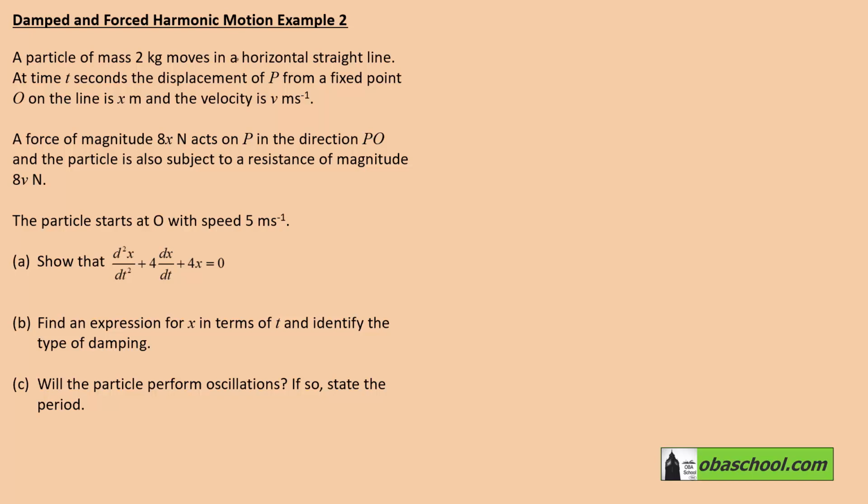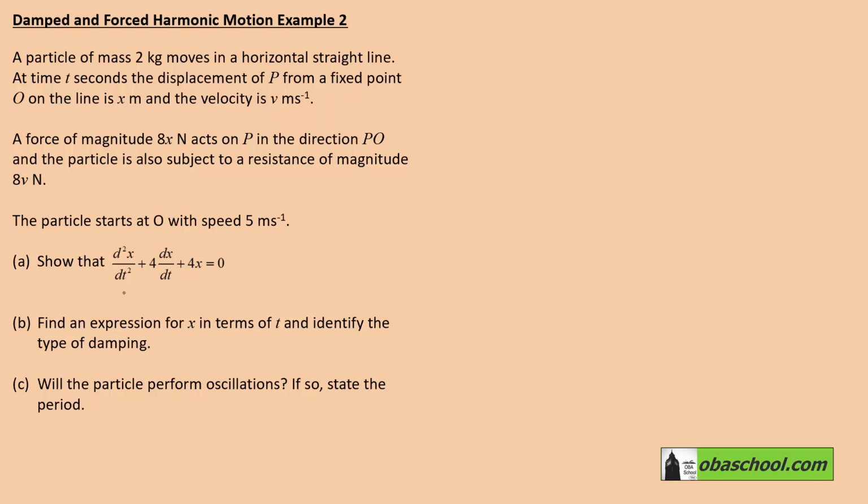Damped and forced harmonic motion, example 2. A particle of mass 2 kilograms moves in a horizontal straight line. At time t seconds, the displacement of P from a fixed point O on the line is x meters and the velocity is v meters per second. A force of magnitude 8x acts on the particle in the direction PO, and the particle is also subject to a resistance of magnitude 8v. The particle starts at O with speed 5 meters per second.